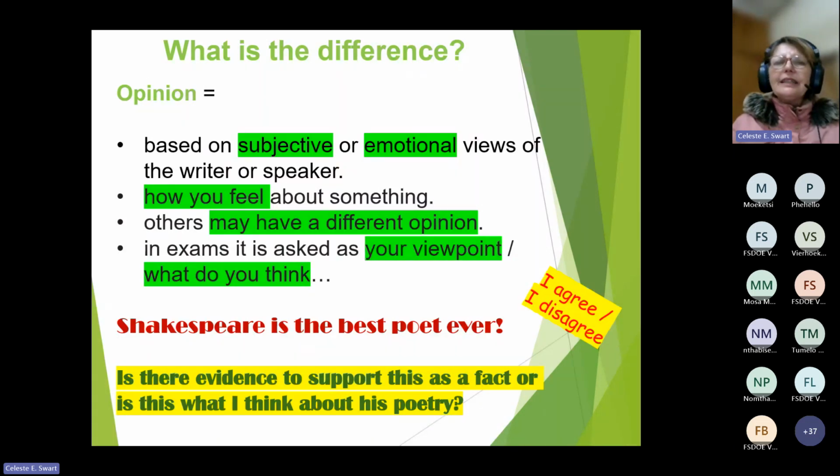That would mean that it would be something you would agree with or disagree with, and you would argue your case. So let's look at this statement. You might not agree with me. Shakespeare is the best poet ever. You must look at any statement and ask yourself, is there evidence to support this? Do I have proof? Is there evidence to support this as a fact? Or is this just what I think about his poetry? Saying he is the best poet ever, if there's no evidence, no research, no statistics, then it tells me that it's my opinion.